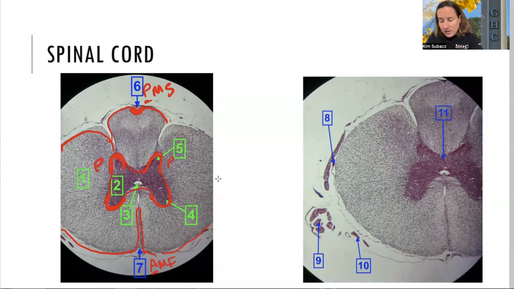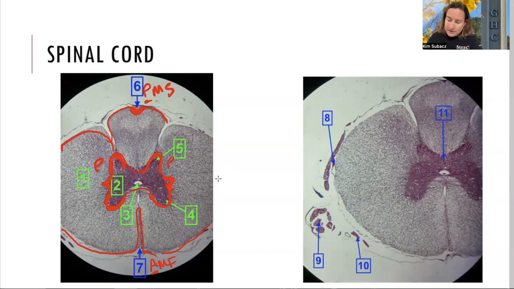On this guy, it's kind of hard to make out. Some of these guys are better than others. Some slides are better than others. But there are also lateral horns that stick off to the side. Occasionally, they're really prominent. Other slides, not so much. This one, not so much. But do know your white matter, your gray matter.